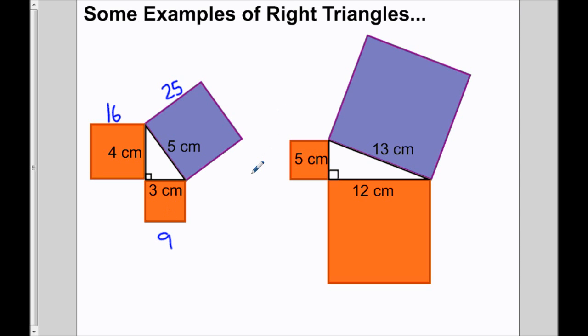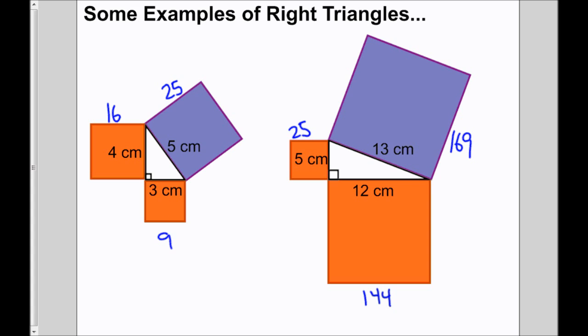Now, is that true of the other right triangle? Let's calculate the areas here. So this little square, 5 times 5 makes 25, 12 times 12 makes 144, and 13 times 13 gets 169. So, do the two orange squares here add up to 169? Well, yes, they do. So this relationship holds true for this second triangle as well.